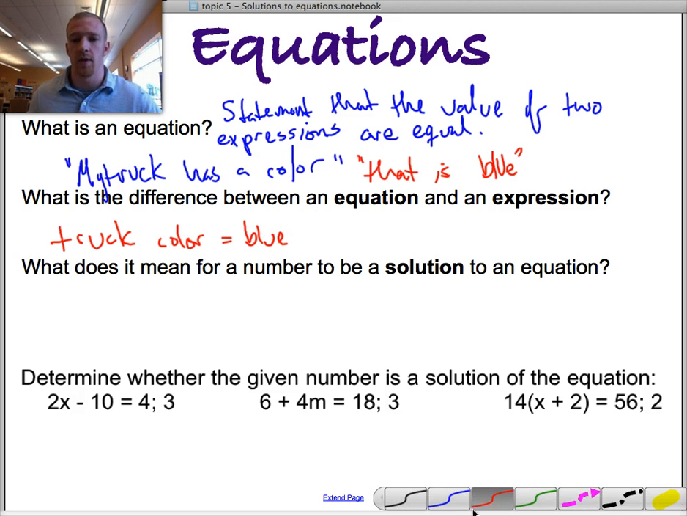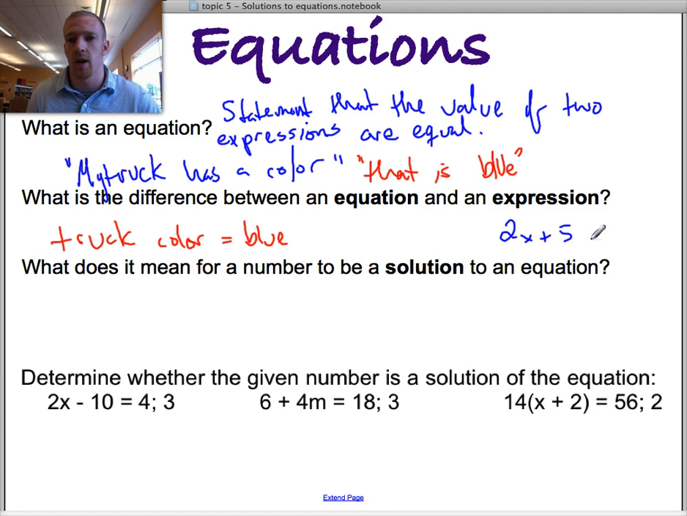So we can have things like 2x plus 5, that's just an expression. When we set that equal to something, now we have an equation. All right, so an equation always has an equal sign all throughout the process. An expression does not necessarily.